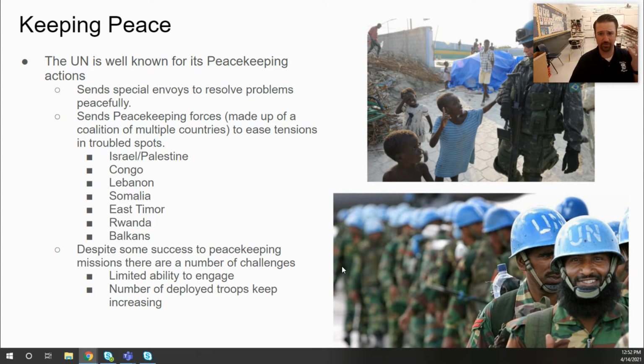So there are trouble spots that have been sent in for all over. Some examples: the conflict between Israel and Palestine, ethnic conflict that exists in Congo, political unrest in Lebanon, Somalia, where the government basically dissolved overnight and led it into chaos between different warlords trying to gain control over the country. Rwanda, where we talked about the ethnic violence that happened between the Tutsis and the Hutu.